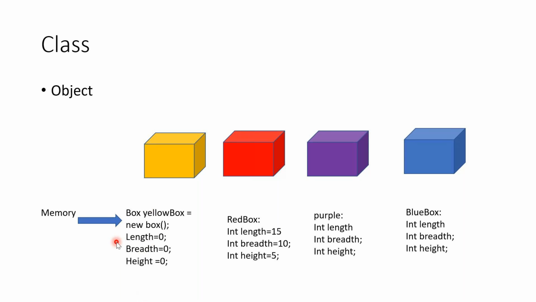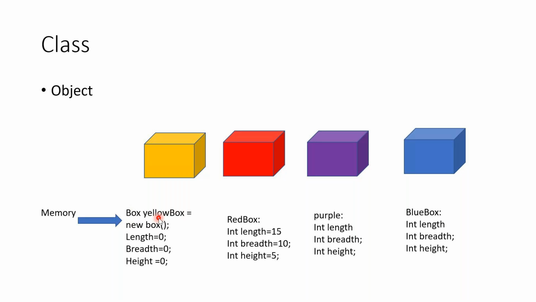If the data type of the length, breadth and height is integer, when I say new Box, it is going to create some place in the memory, and it will name the place as yellowBox. It itself will name that particular place in the memory yellowBox, and in that place three data are available: length, breadth and height, and it will have the value also. I didn't specify anything in this first line.